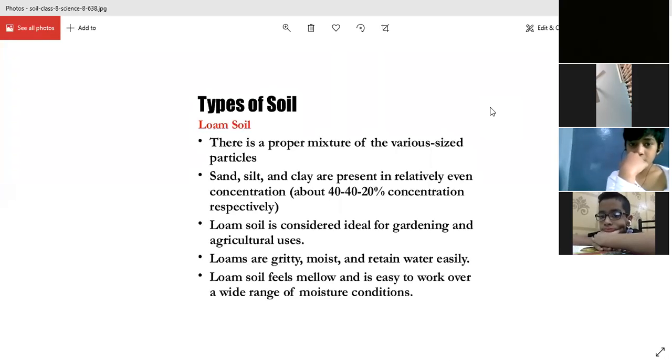Then last but not the least, loam soil feels mellow and it is easy to work over a wide range of moisture conditions. For example, अगर आपने इसके ऊपर कोई भी चीज apply करनी है, if you want to put water into it, if you want to put any pesticides onto it, you can definitely put on it because the density of it is very high. ये अपने अंदर कोई सी भी चीज absorb कर सकती है बहुत easily, and it is rich in different mineral soil, so the process of cultivation and gardening becomes easy on it.